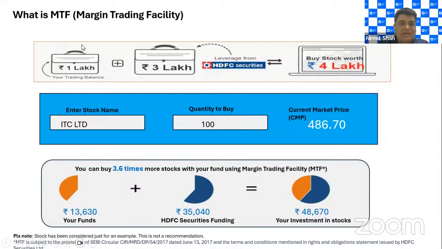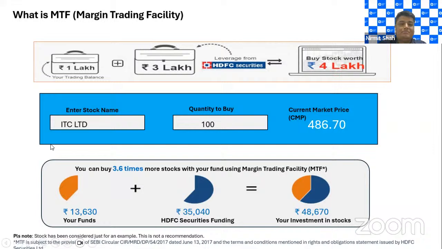Now it is not necessary that this 1 lakh must be cash balance in your trading account. If you have, let's say, existing stock in your demat account, that also you can pledge, and on the basis of that pledge you can take additional positions. So you can place an order in MTF both ways: through your cash balance and also from your collateral stock which you have pledged.